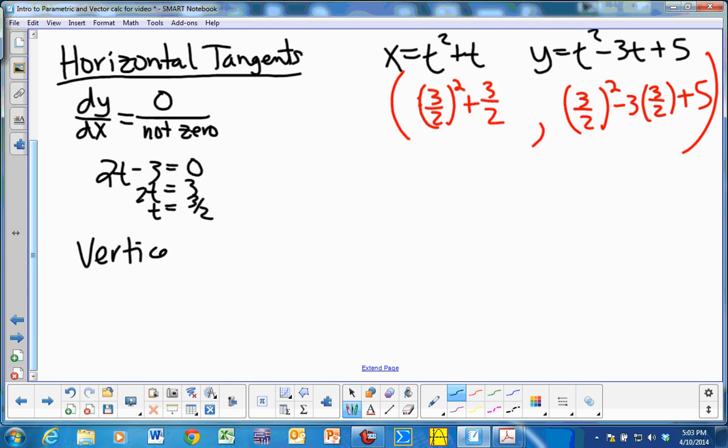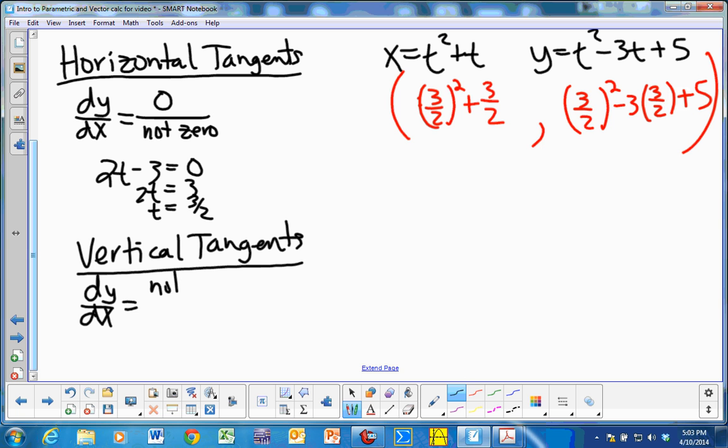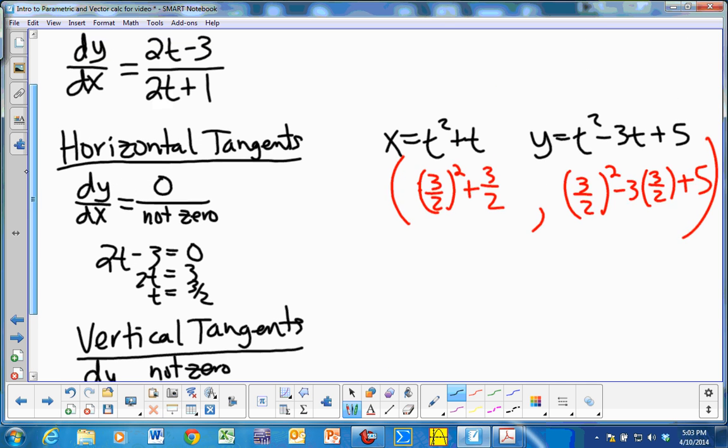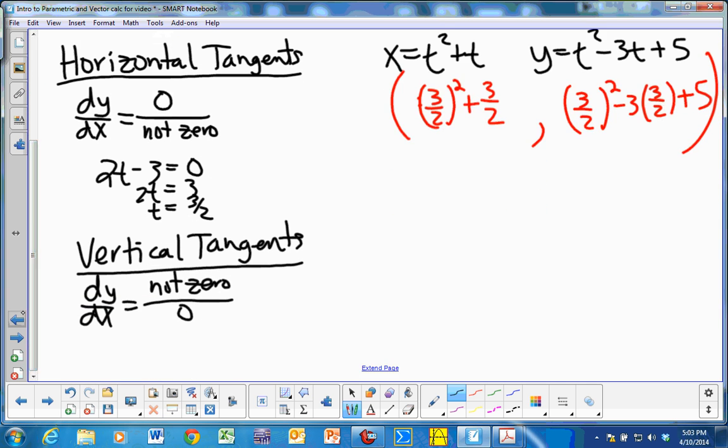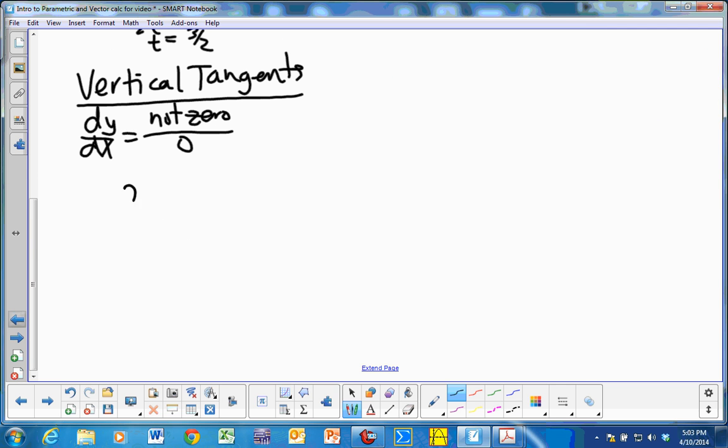So for vertical tangents, again, we just need to say the same thing. If I've got a vertical tangent line, then that means I want to know when dy/dx is equal to not 0, but something over 0. That's what I'm looking for. So now I just set the bottom equal to 0. Well, the bottom of my derivative was 2t plus 1. So I want to know when 2t plus 1 equals 0. So that's when 2t is negative 1, t is negative 1/2.